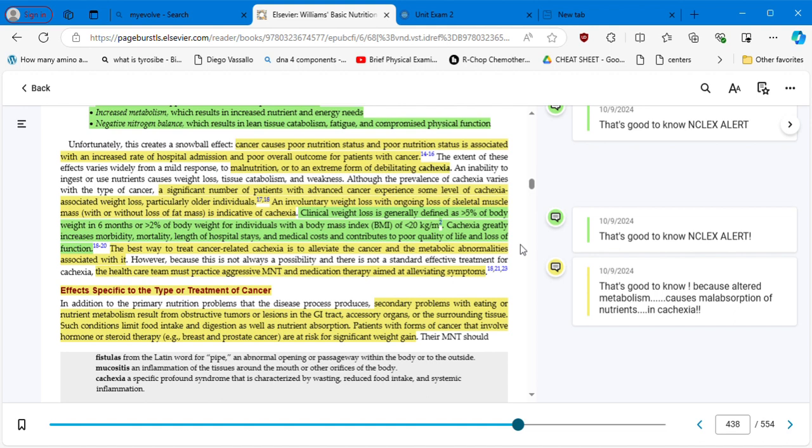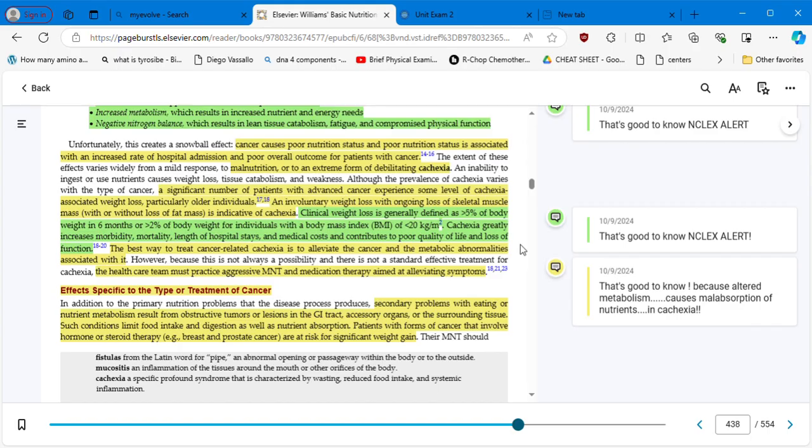Effects specific to the type of treatment of cancer. Secondary problems with eating or nutrient metabolism may result from obstructive tumors or lesions in the GI tract, accessory organs, or the surrounding tissue. Such conditions limit food intake and digestion, as well as nutrient absorption. Patients with forms of cancer that involve hormone or steroid therapy, such as breast or prostate cancer, are at risk for significant weight gain. Because remember, steroids, one of the side effects is weight gain, right? And if you get hormones, it's the same.